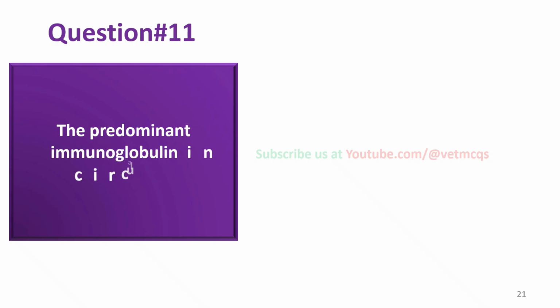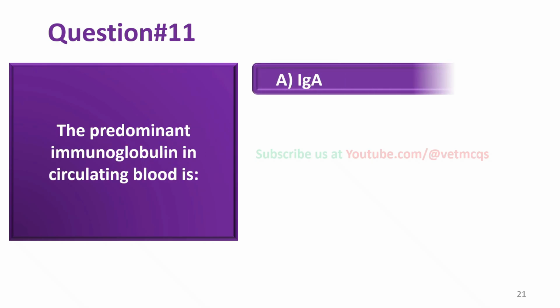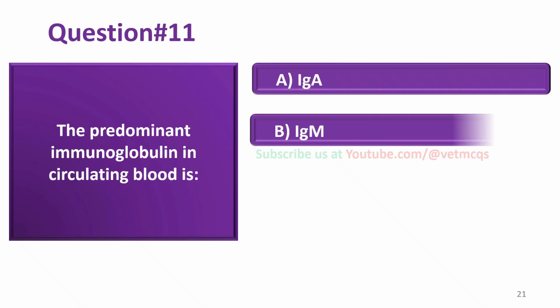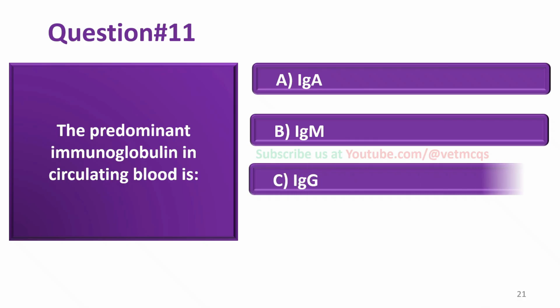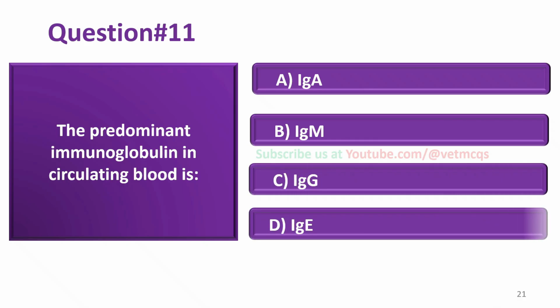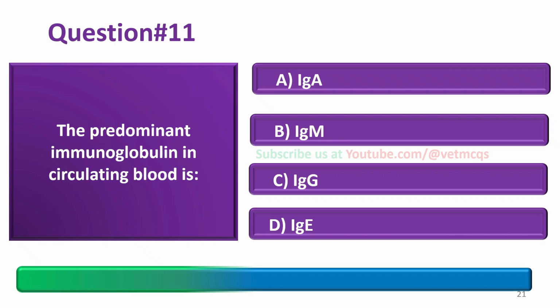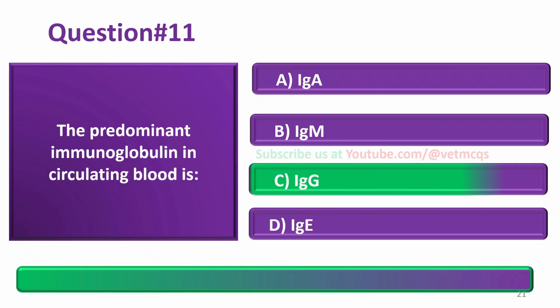The predominant immunoglobulin in circulating blood is IgA, IgM, IgG, IgE. And the correct answer is option C, that is IgG.